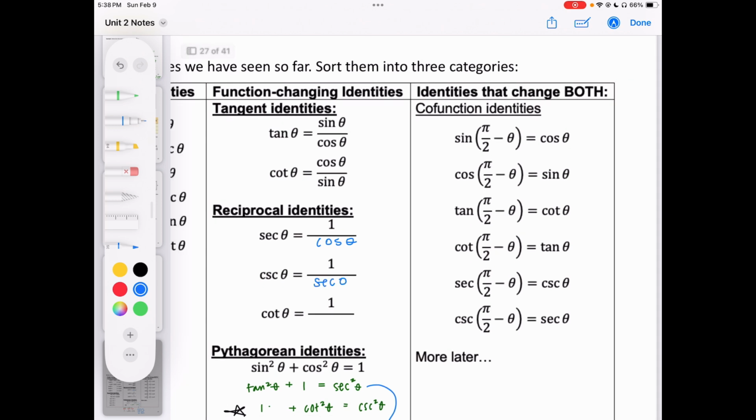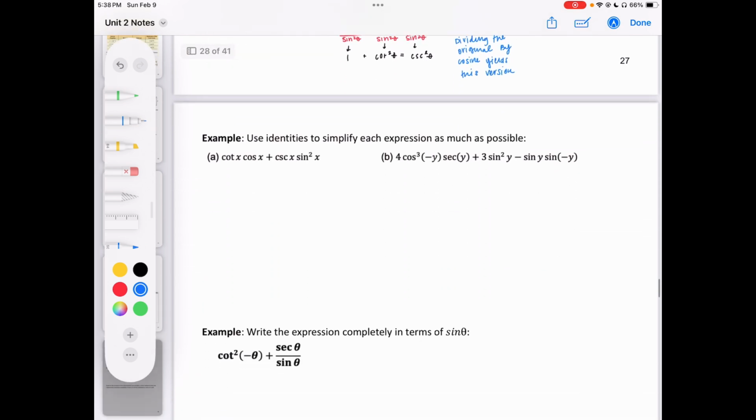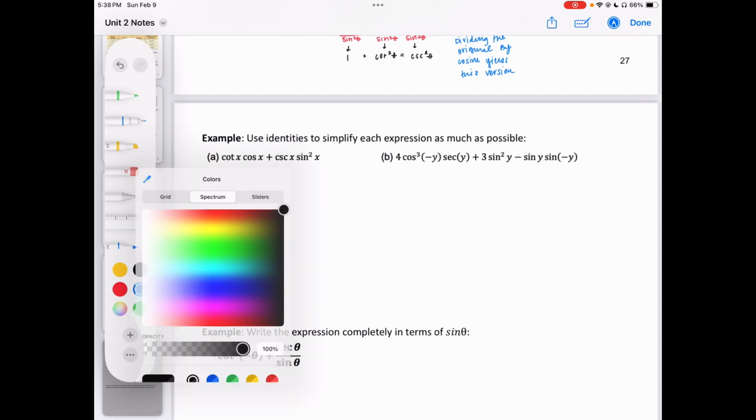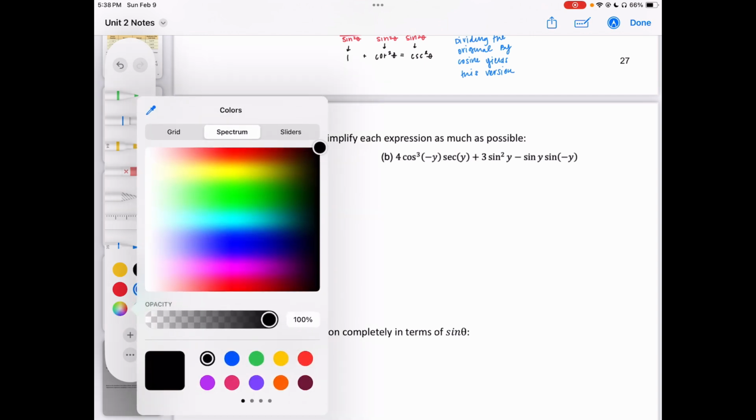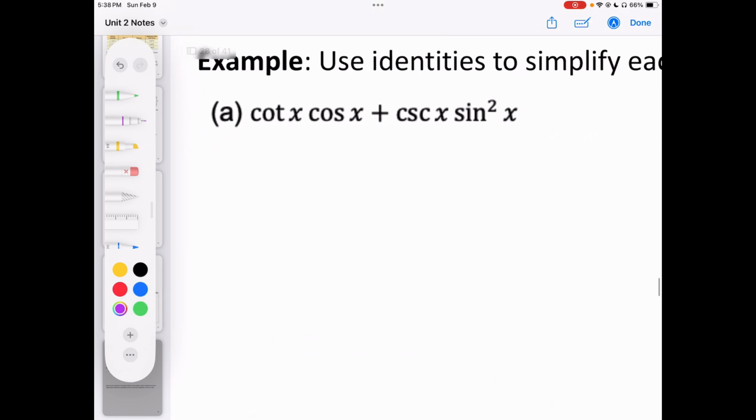And I'm just going to rewrite these down since they did delete. Now, all of these are going to be pretty useful when we need to simplify or verify an identity. So let's go ahead and start with A. Simplify as much as possible.